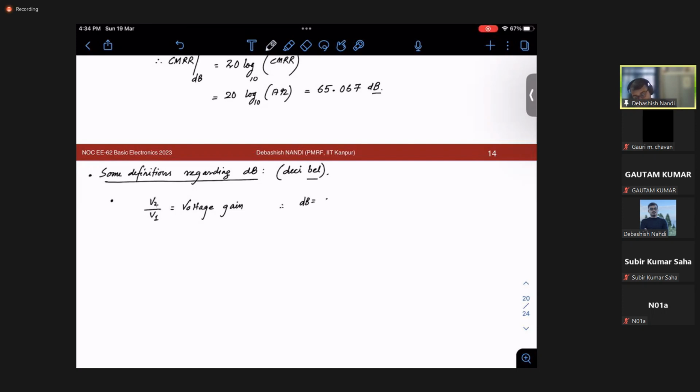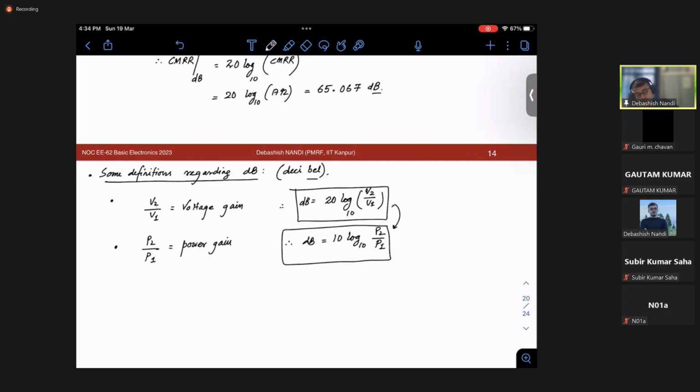Now if it is a power ratio, then what is dB? dB is nothing but 10 log10 P2 over P1. These are the same thing. How? Say your P2 is V2 square by R and your P1 is V1 square by R. See, this is power only, right? If the voltage across the resistance R is V2 in one case and V1 in another, then the power will be V2 square by R and V1 square by R.